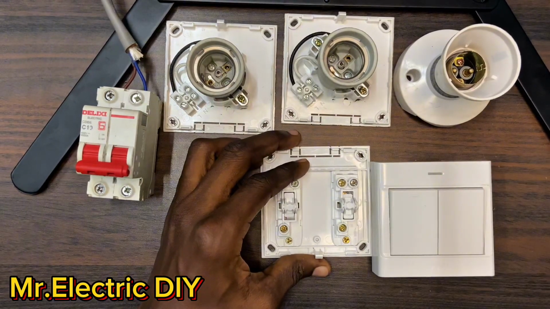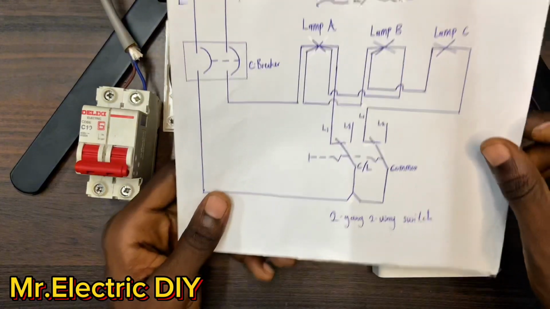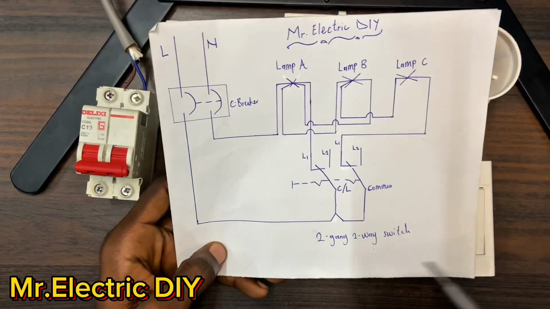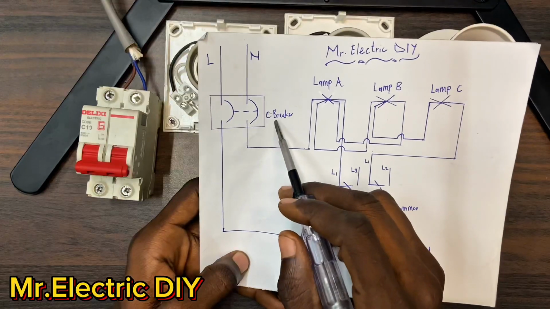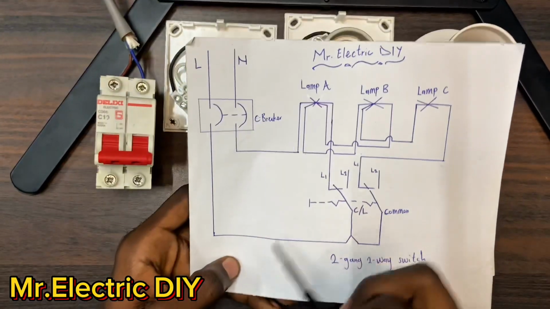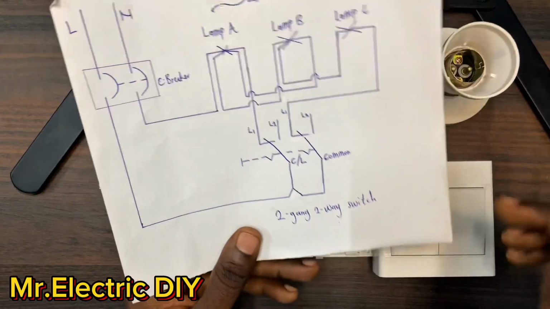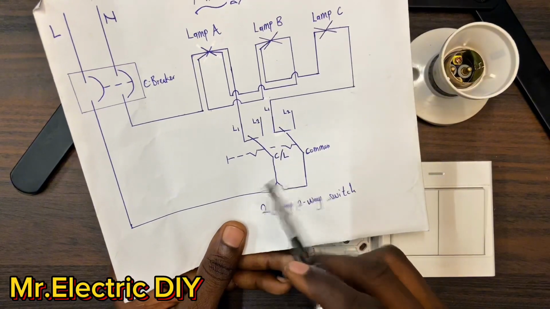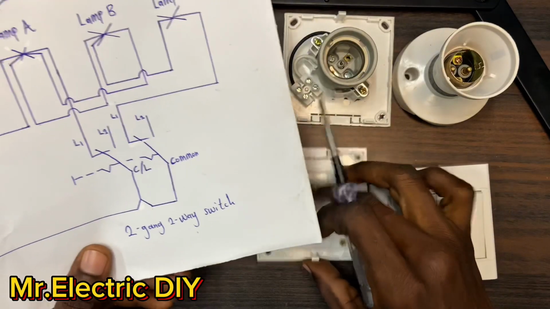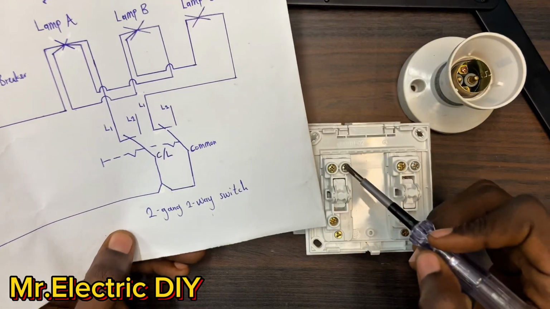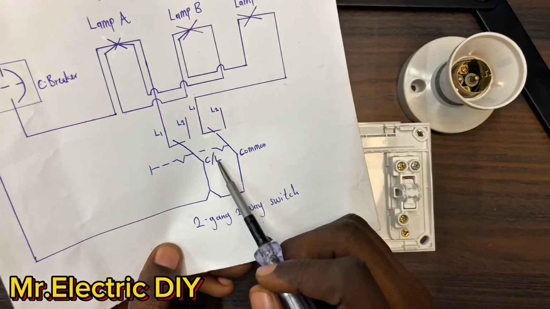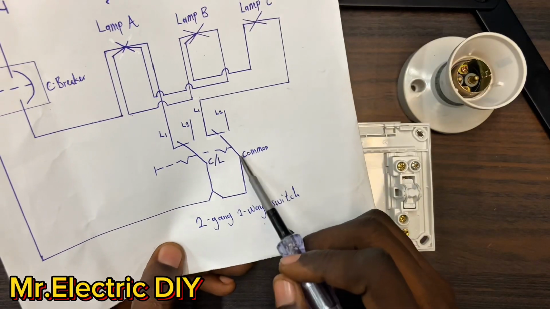Now this is the wiring diagram of the whole circuit. We have the circuit breaker. This is the circuit breaker. We have lamp A, lamp B and lamp C, and this is actually the 2-gang 2-way switch. We have 6 terminals. We have common at this side. This is the common. We have the common here, or the L. This is the common, and this is also a common.